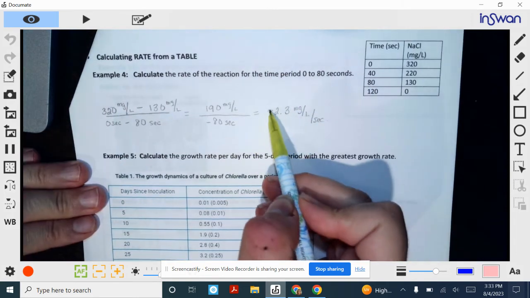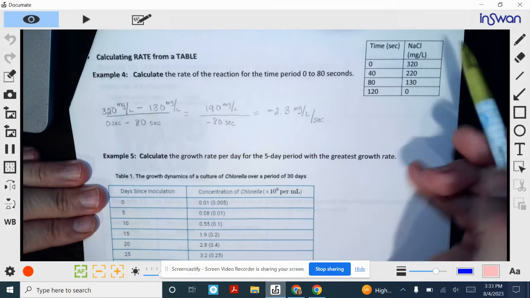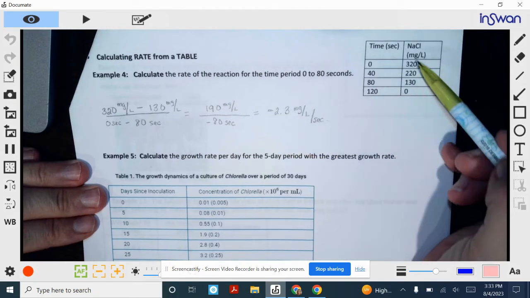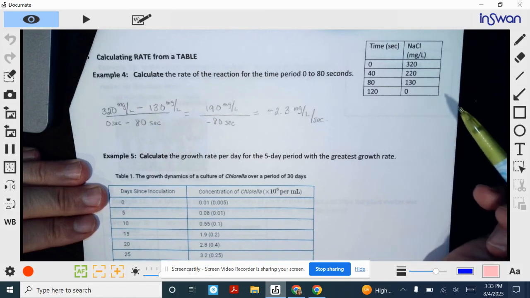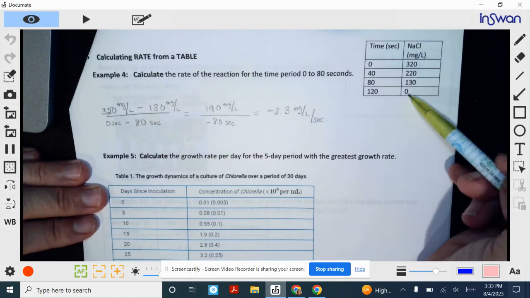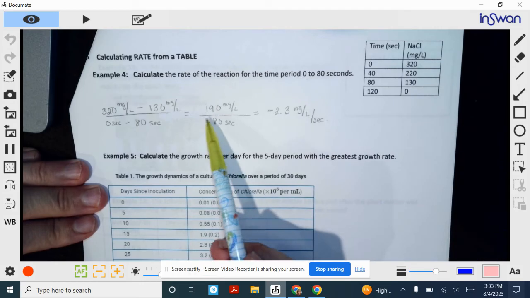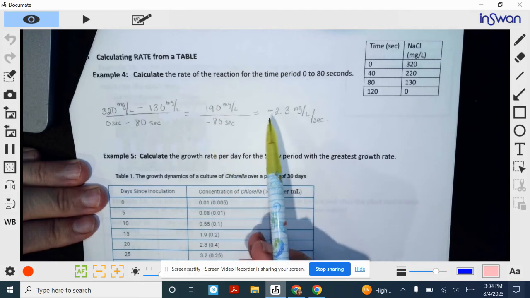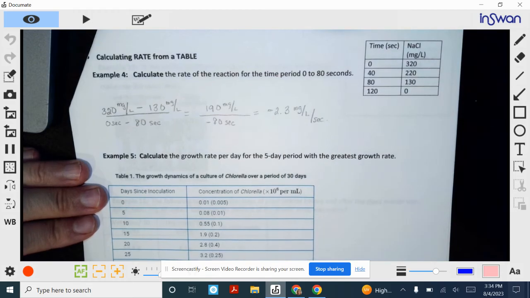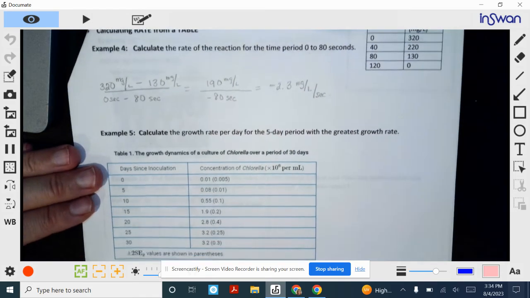And what this means, the fact that it's negative, is that something's going down. Our amount of sodium chloride is actually decreasing as this reaction is taking place. It's getting used up, okay, until it's all gone. So if you have a negative number that results, you have to keep that negative number, okay? But you just don't get rid of it. All right, let's take a look at the next one.